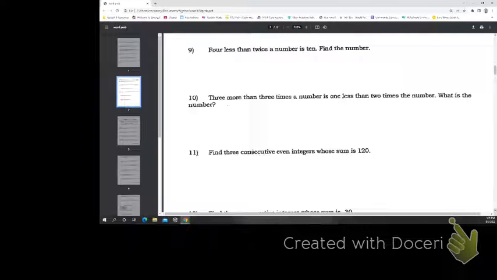So this first one, we have 4 less than twice a number. So less than is what I refer to as a turnaround phrase. It's written in the opposite order than what it's written in words. So twice a number, that's 2x. So I've got 2x minus 4 is 10.